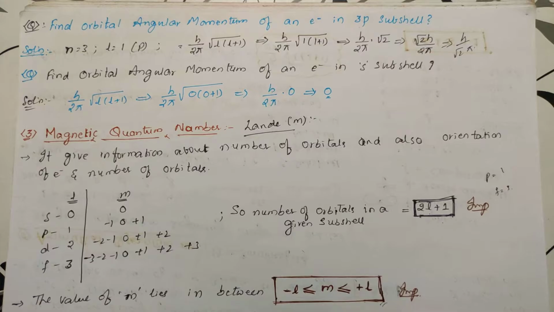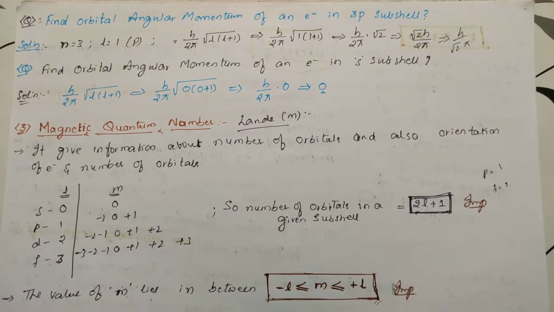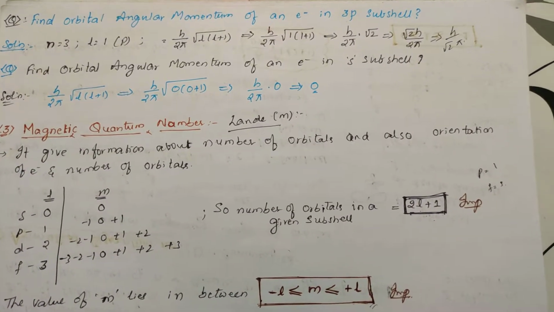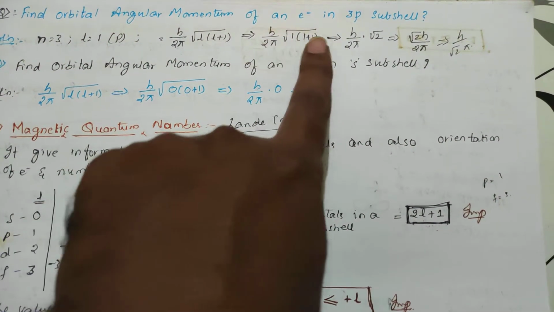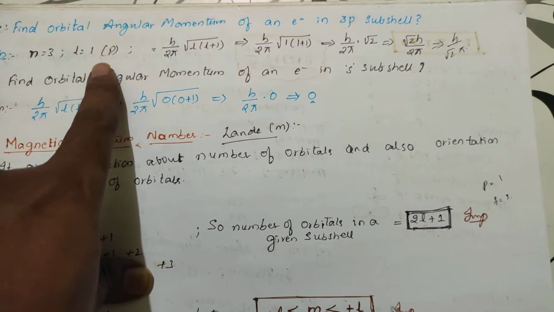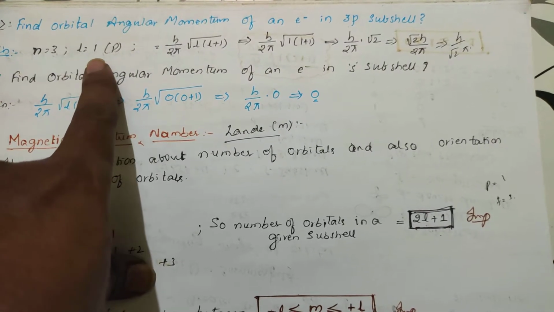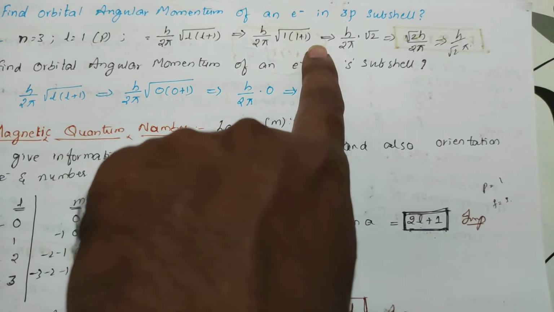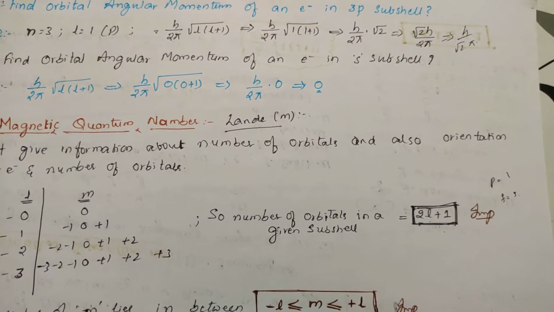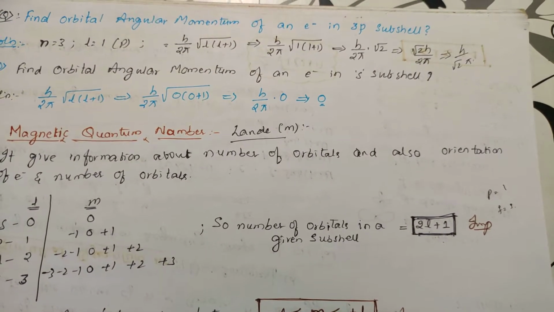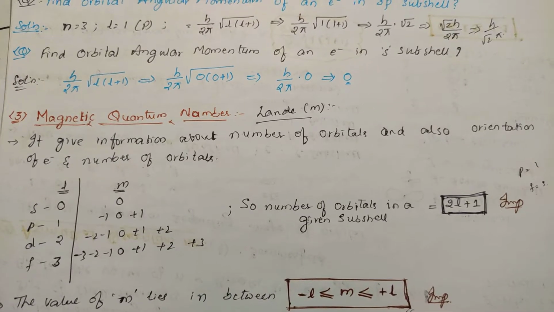Let us take one question with respect to that. The question is: find the orbital angular momentum of an electron in the 3p subshell. He is asking the orbital angular momentum. The formula is h by 2 pi root of L into L plus 1. For 3p, n is equal to 3 and p is the subshell with L value equal to 1. So h by 2 pi root of 1 into 1 plus 1, that is root 2. You will get root 2 h by 2 pi, or h by 2 root 2 pi. That's the answer.